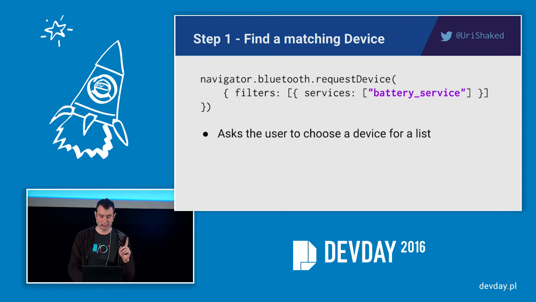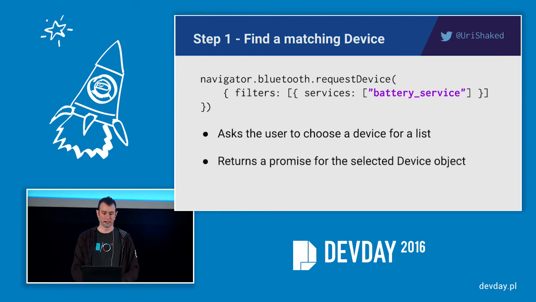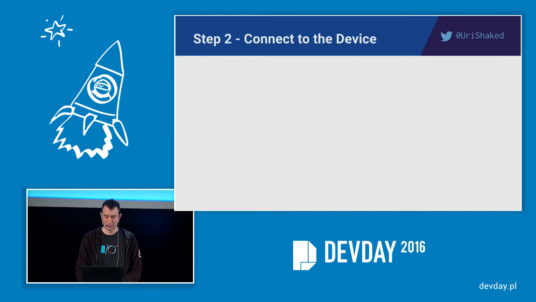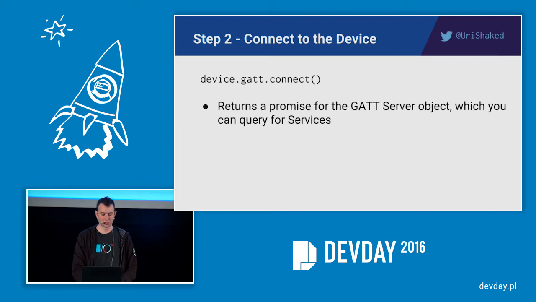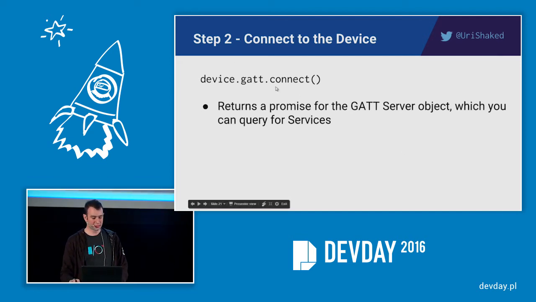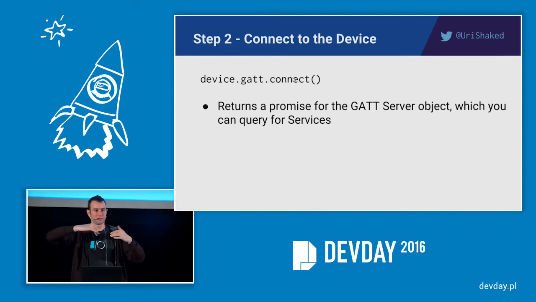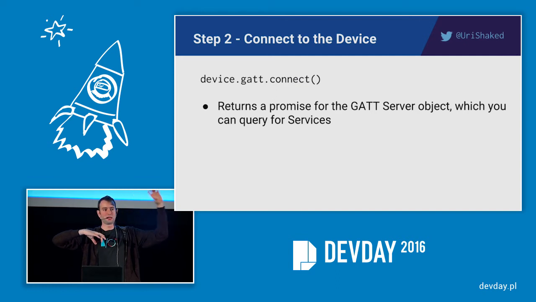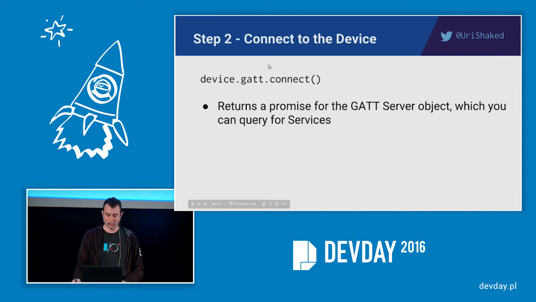And then note that you get a promise. Once the user selects a device, this promise will resolve, and you will get a device object. With this device, you can call device.gatt.connect to open a connection to the device. So you asked for the device, the user chose one, you got an object pointing to that device, and now you are asking to connect to it. You can ignore the GATT thing. It's something that is internal to Bluetooth Low Energy. You just need to remember that GATT means Bluetooth Low Energy, nothing more.